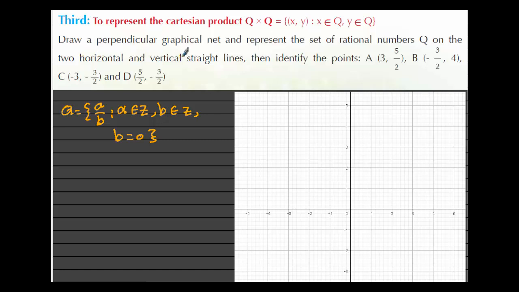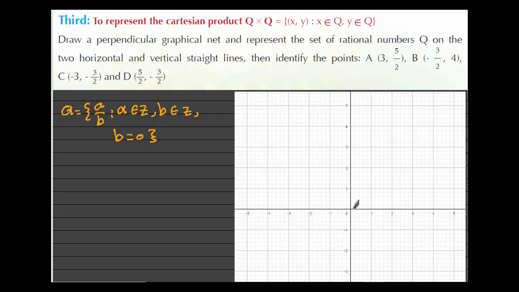So draw a perpendicular graphical net and represent the set of rational numbers Q on the two horizontal and vertical straight lines. Then identify the points A, 3 and 5 over 2, the point B of coordinates negative 3 over 2 and 4, C negative 3 and negative 3 over 2, D 5 over 2 and negative 3 over 2. So we have the horizontal line and the vertical line, and then we represent the point 3 and 5 over 2.